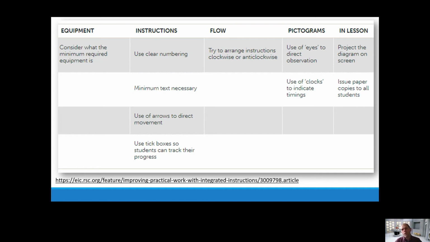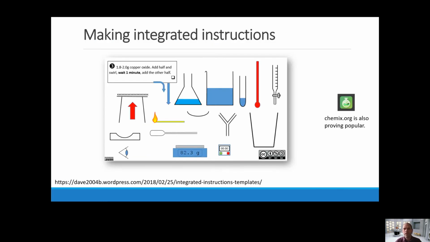Using those pictograms to show where the observations are carried out. And generally, I project these instructions up on the screen, and they get a paper copy for themselves so they can stick it into their books, and they've got that record of it right there for them. I put out some of the templates I used on my blog a couple of years ago, and Chemix at the moment has become quite popular for doing this. The chap who codes this has done a great job of producing diagrams really simple, so that's available as well.